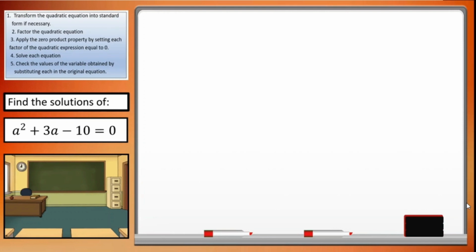Again, the equation we have here is already in standard form. So we have a squared plus 3a minus 10 is equal to 0. Next is we're going to factor the quadratic equation. So the factors of a squared is a times a. Next, for the constant term 10, we will list all the possible factors of 10, okay? By writing the larger number first, followed by the smaller number. So the factors of 10 would be 5 times 2. Next is 10 times 1.